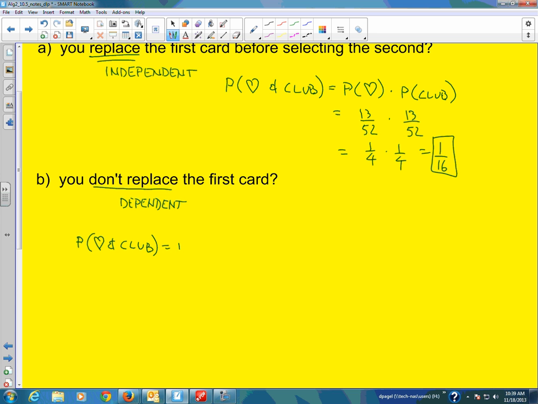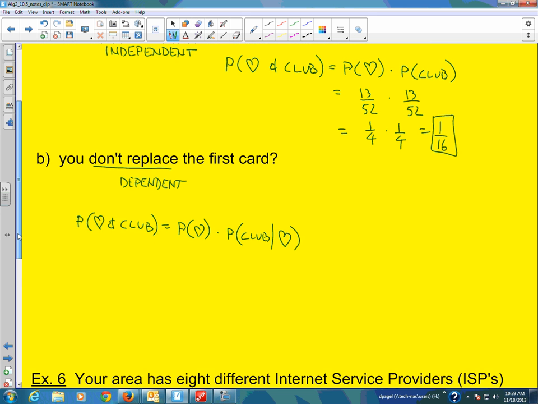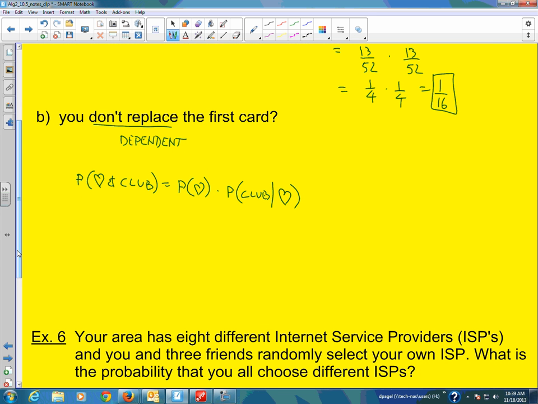But this time, this is dependent. So the probability of a heart times the probability of a club, given that I've already drawn the heart. Again, all that's being affected in this example is your total outcomes. Sometimes, like if I drew a heart and then another heart, both my favorable outcomes of hearts and my total outcomes would have been affected. But this time it's just the total.